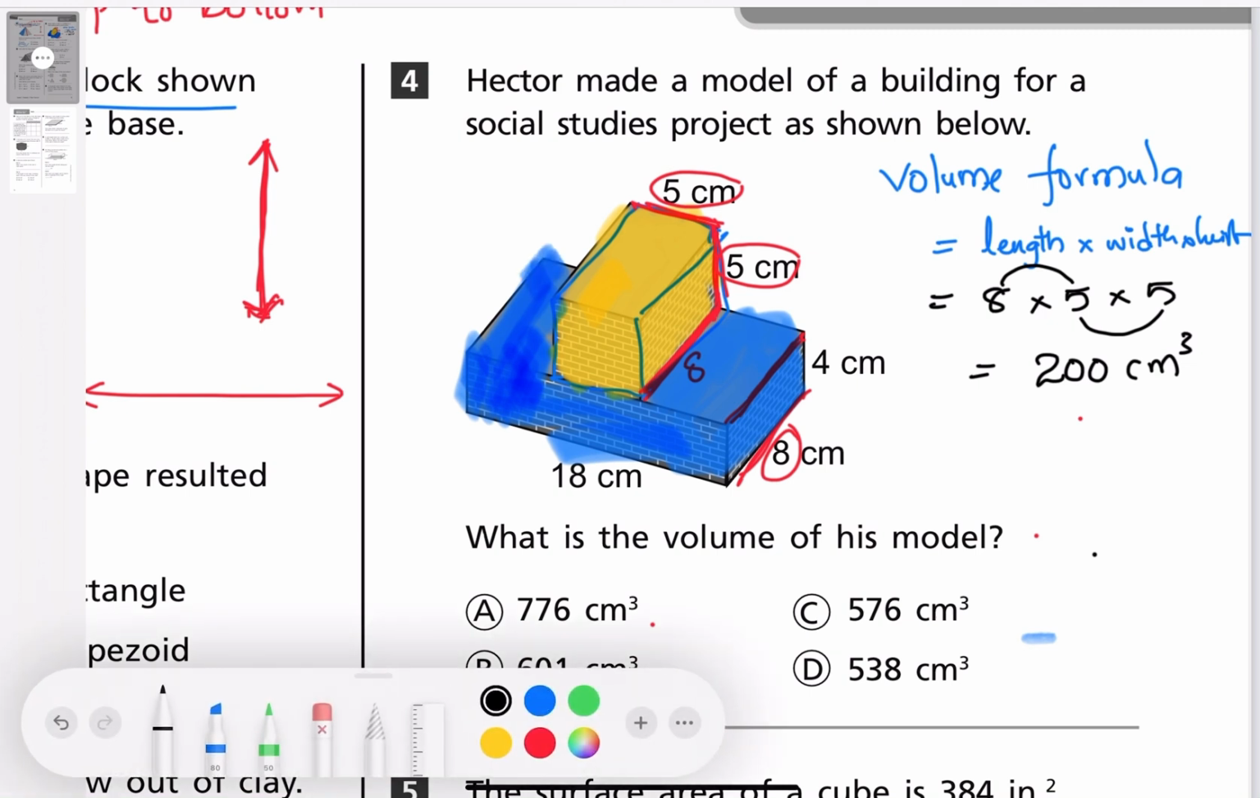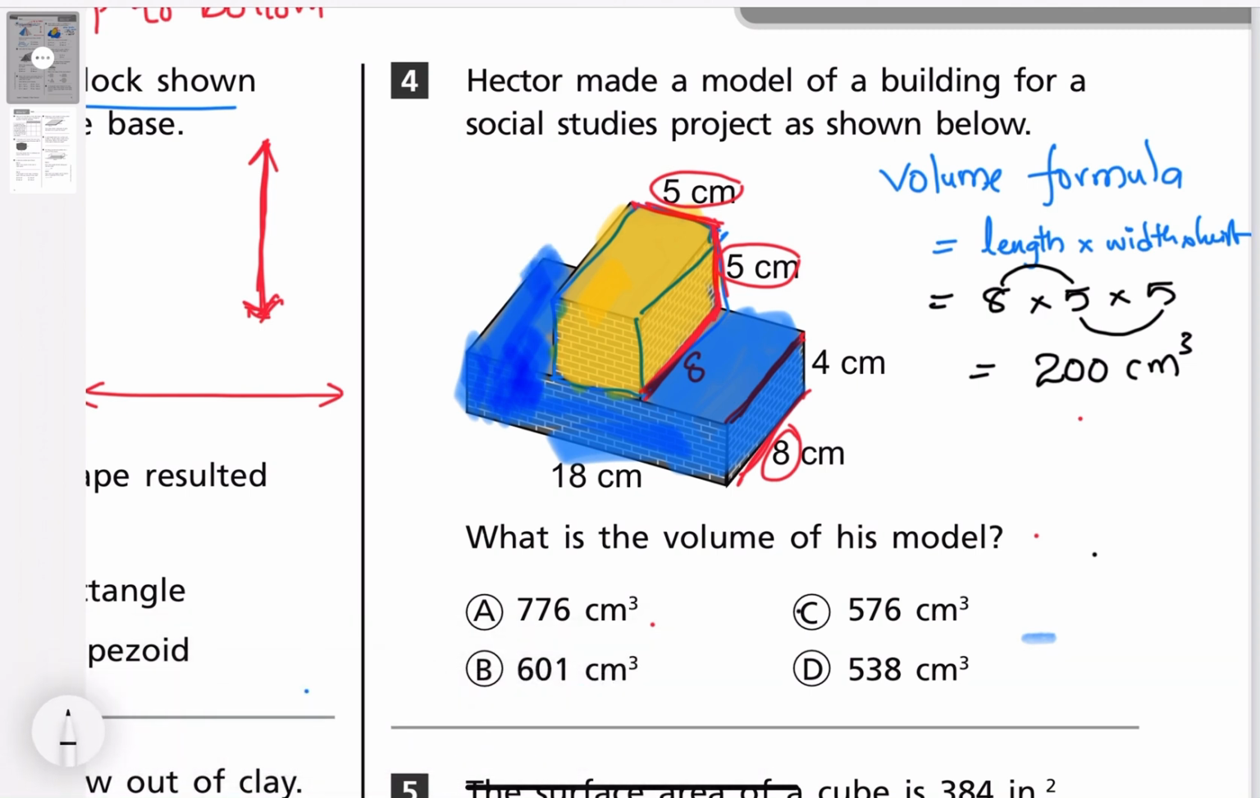How do I get it? It's easy. It is again length times width times height, and I have all the numbers directly here. The length here is 8, or I can say 18, right? 18 times width is 8 times height is 4. So 18 times 8 times 4, you can use a calculator because the numbers are a little larger. 8 times 4 will be 576. So here the answer is 576 centimeter cube.